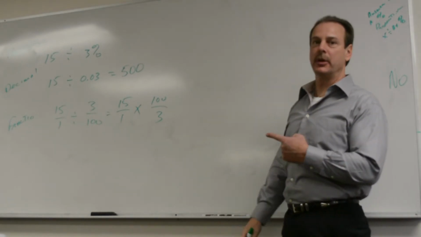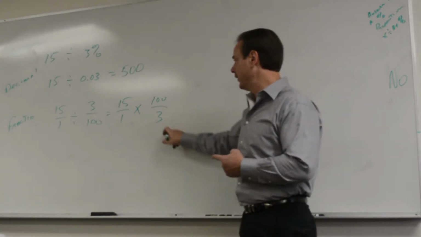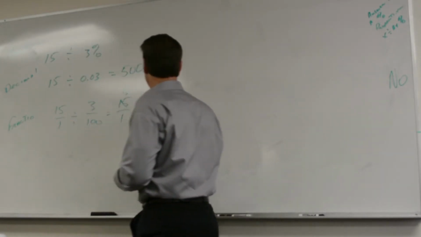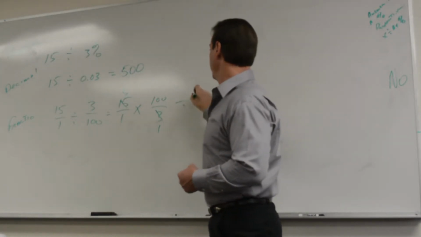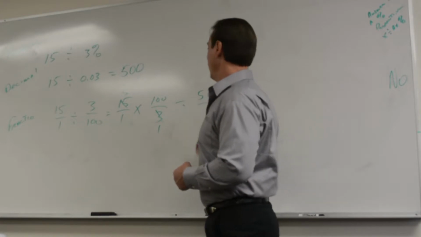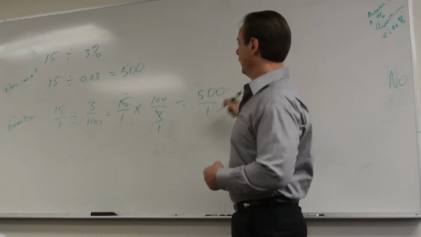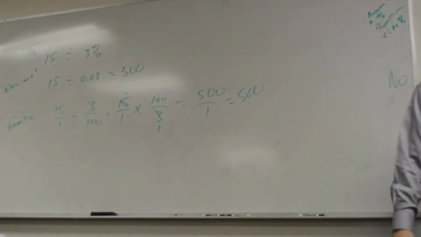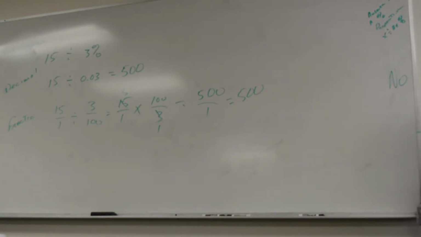Is there any cross canceling we could do? 15 and 3, right? 3 goes into 15 about 5 times. 3 goes into 3 once. This equals 5 times 100, which is 500 over 1, which equals 500. I think this one was a little quicker than this. Make sense?